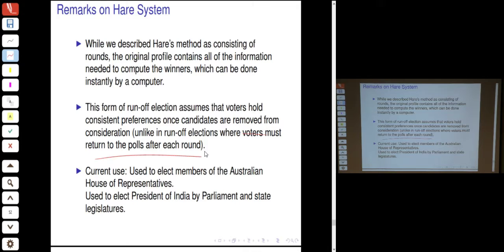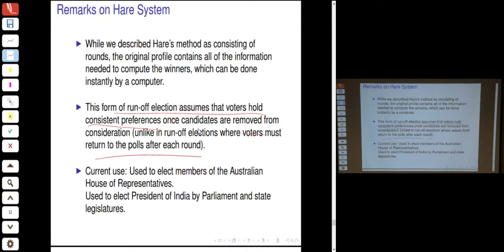So in Hayes method, voters do not get to vote again in the runoff. You just vote once, give the full preference lists, and in the subsequent rounds, you just compute using the original preference list by repeatedly amalgamating them. And the drawback of Hayes method is actually exactly that. If certain candidates are removed from the preference list, then Hayes method assumes that the voters would still hold the same relative preference between the two final candidates, right?